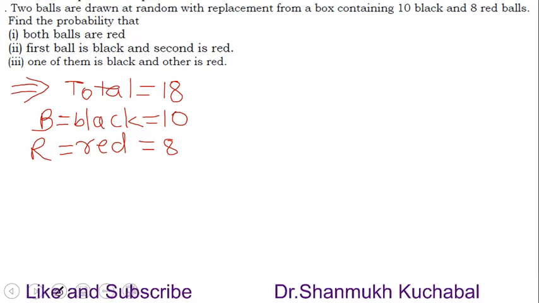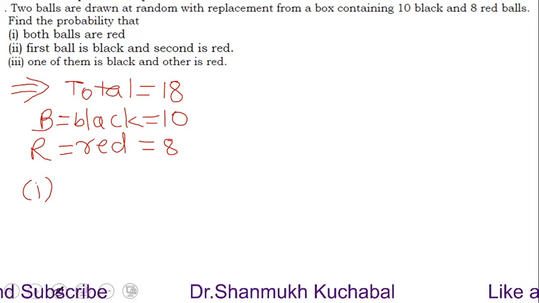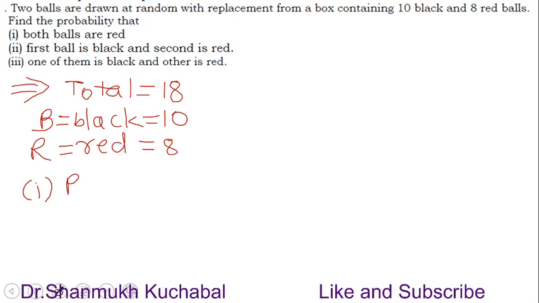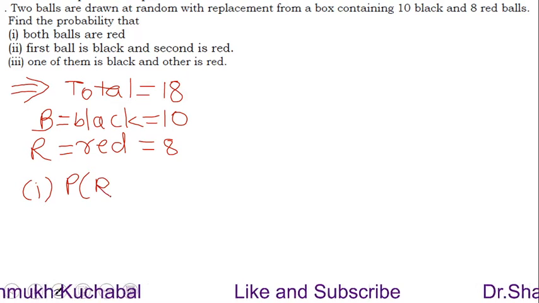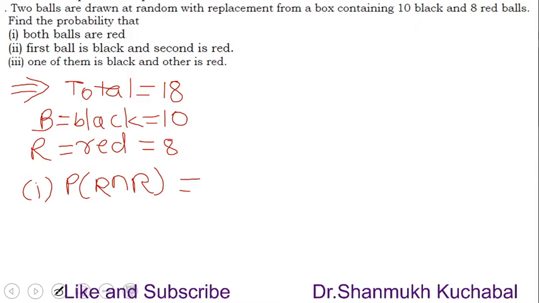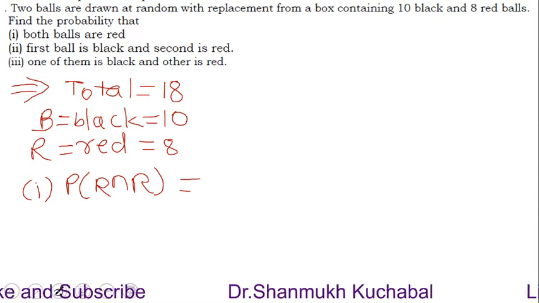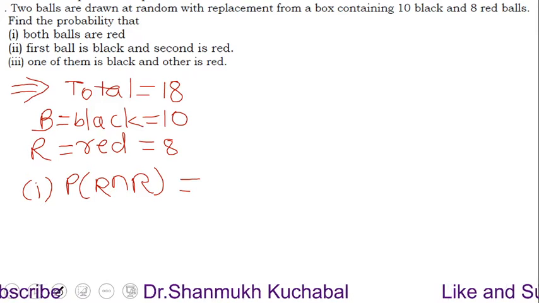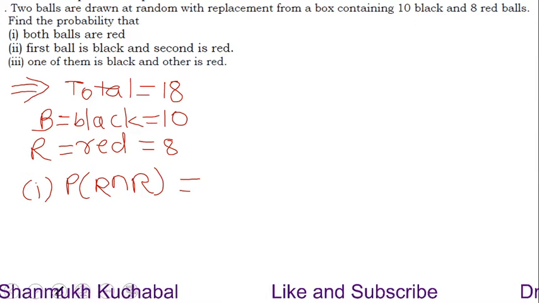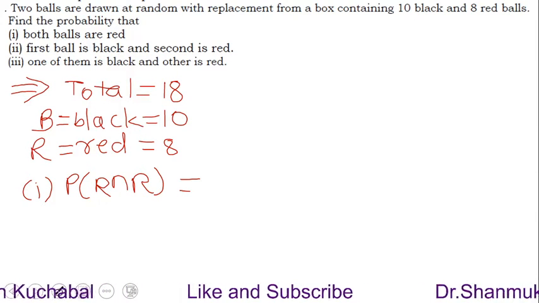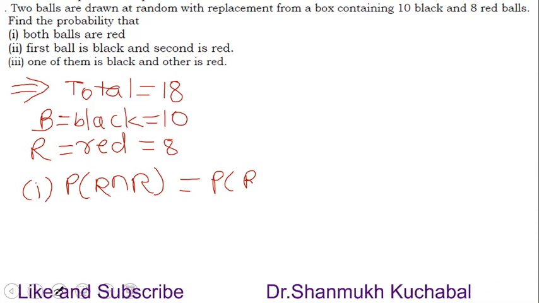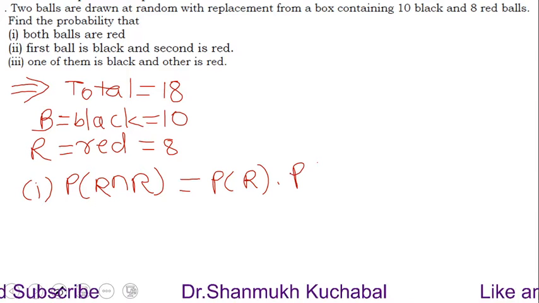Both means we have to take an intersection. So it is the probability of R intersection R. Both balls are red means R intersection R. Both means intersection we have to take. So I use the independent event formula. Since the events are independent, intersection is taken as a multiplication relation. So it is P of R multiplied by P of R.